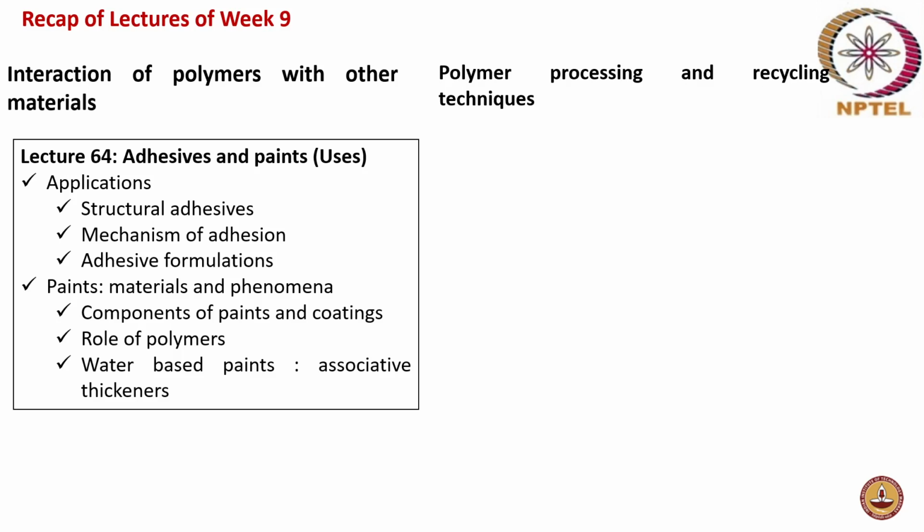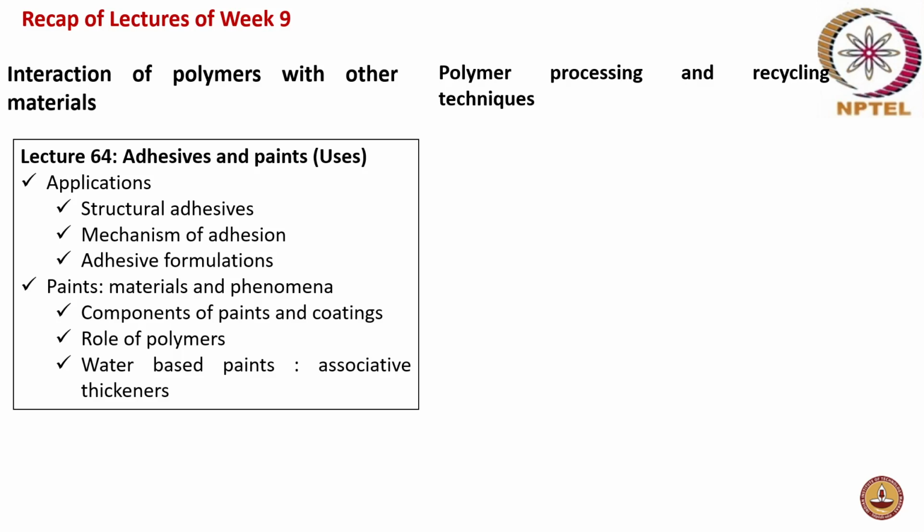The next material that was discussed was paints. Paint is again an example of an adhesive only. The difference is that on one side it adheres to the surface, and on the other side it can either play a role of adding aesthetics. For example, paints can carry pigments, so you can have different colors, which will give aesthetically pleasing effects. Or it can act as a coating also.